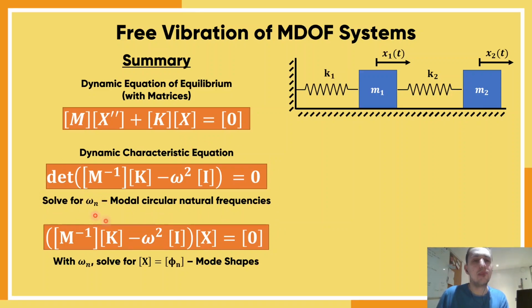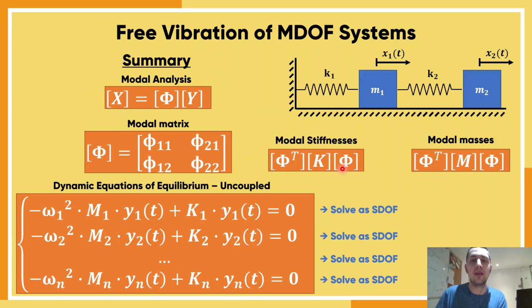those properties. On the third video, we discussed how to get the mode shapes from this equation and knowing the modal circular natural frequencies. But what we discussed today, and probably philosophically the most important concepts to have, is this idea of modal analysis, that the displacements of our masses x can be decomposed by the mode shapes times the modal displacements y. The modal matrix is just the vectors written as columns. Modal stiffnesses are obtained by phi transpose k phi, and modal masses are phi transpose m phi.